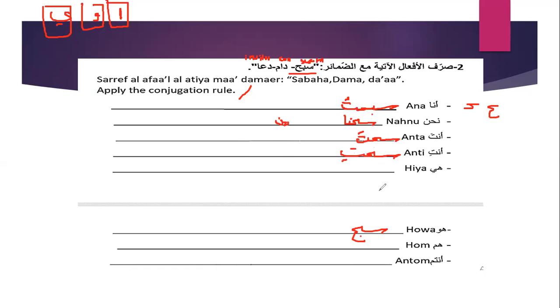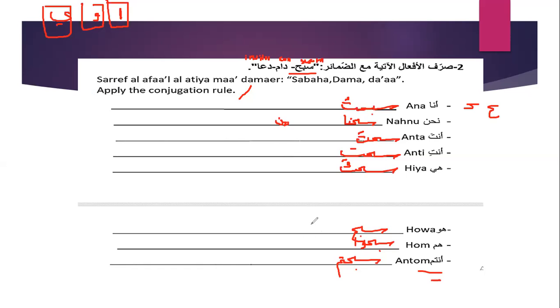Here, huwa sabaha. To make it feminine, what should we add to it? Ta. But this ta is silent. Sabahat. Let's take hum or antum. Let's start with antum. Antum sabah, what? Rhyme it with antum, sabahtum. Now, hum what? Sabahu. Sabah, what do I add? Wa and a.